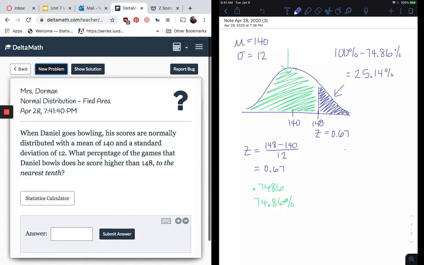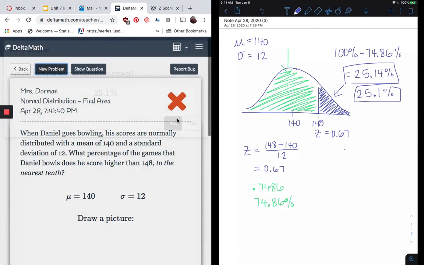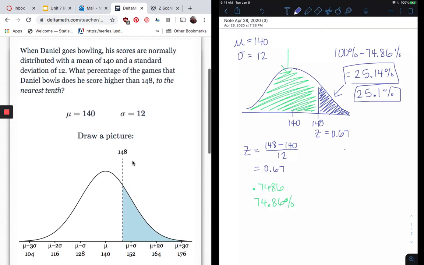Okay, I'm double checking the wording. It says percentage. I have it written as a percentage. What does it say to round to? To the nearest tenth. So it's 25.1. I don't need the 4. So I'm going to try typing that. I'm going to put a percent symbol. Whoops, 25.1%. Okay. Are you sure you want to submit it? Yes. Oh, it says I got it wrong. Let's find out what's happening.